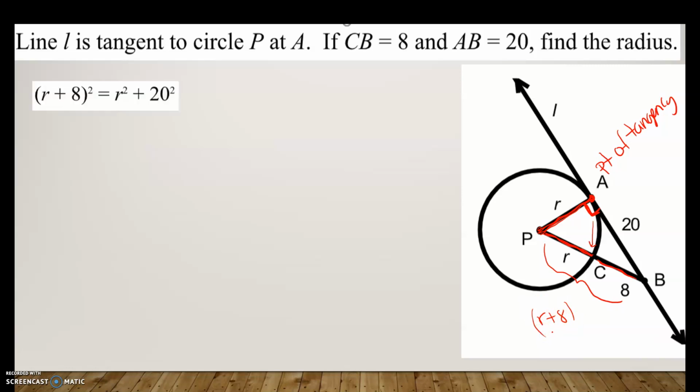So I'm going to have this equation. R plus 8 is my hypotenuse, so (R plus 8) squared equals R squared plus 20 squared. When I solve this, I remember before we were having lots of problems, we forgot how to FOIL.